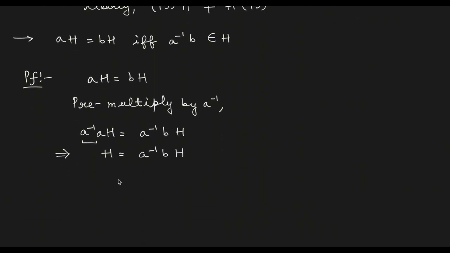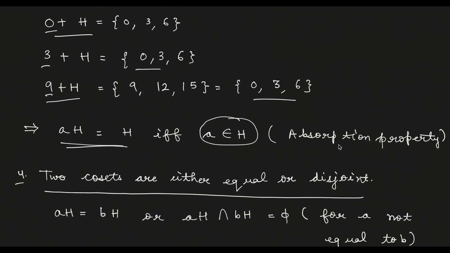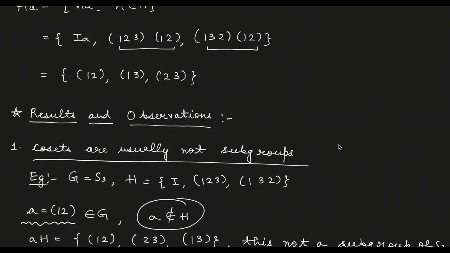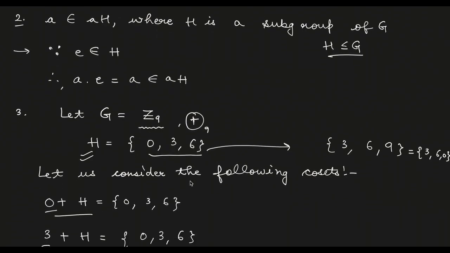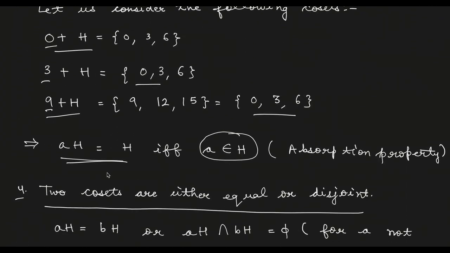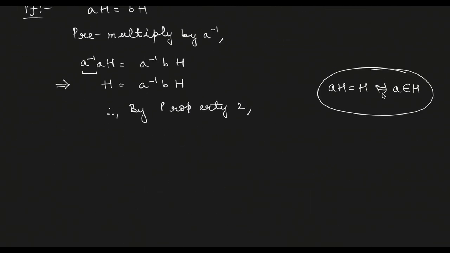Now by the second property, it was that aH is equal to H if and only if a belongs to H. So a inverse b belongs to H.